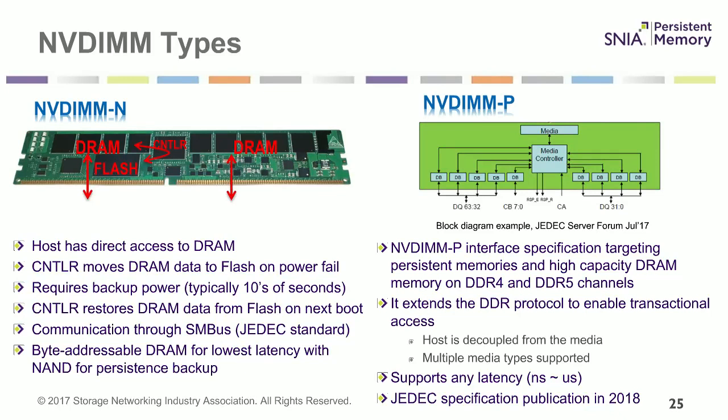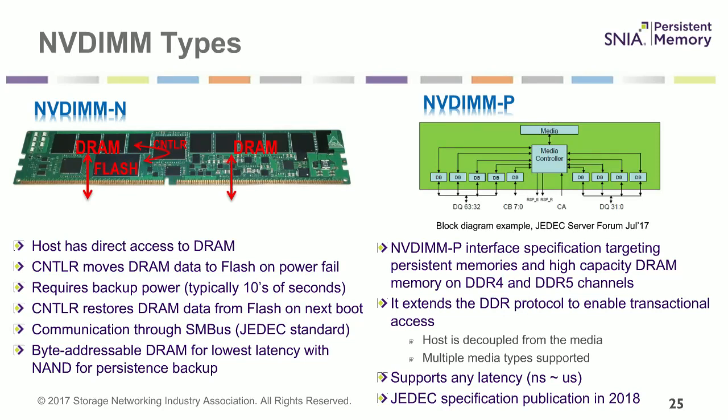What's being worked on now at JEDEC is the NVDIMM-P. Essentially, there's a media controller on there. What's behind the media controller is agnostic. It can be any type of non-volatile memory. It can be a combination of high-density DRAM as well, and that would depend on the manufacturer of that NVDIMM-P. What's being standardized is the protocol on how that NVDIMM-P is seen on the memory bus. It's a transactional access, which is decoupled from the media and can support multiple media types, as I mentioned.